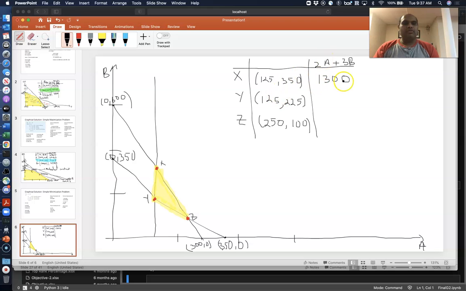Now here it will be 250. 3 times B will be 675. So 675 plus 250 will be 925. Then 250 comma 100, so it will be 2 times A, that will be 500 plus 300, that's 800.